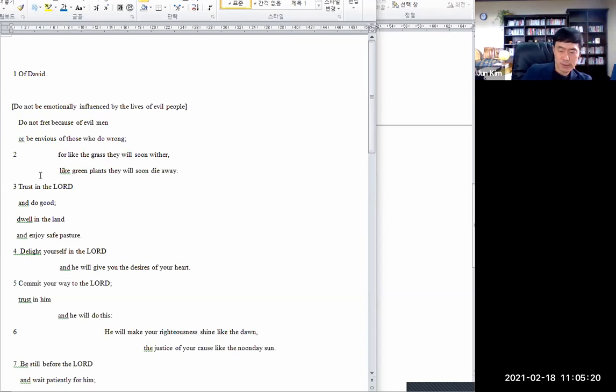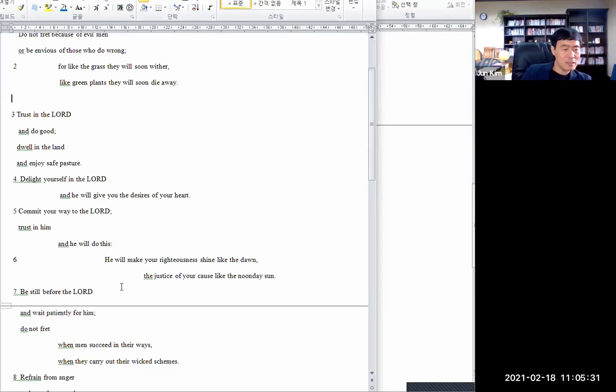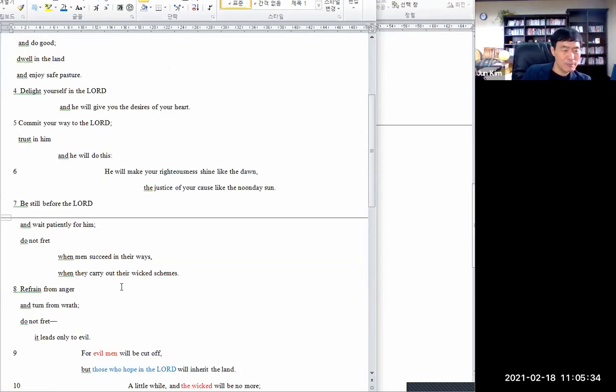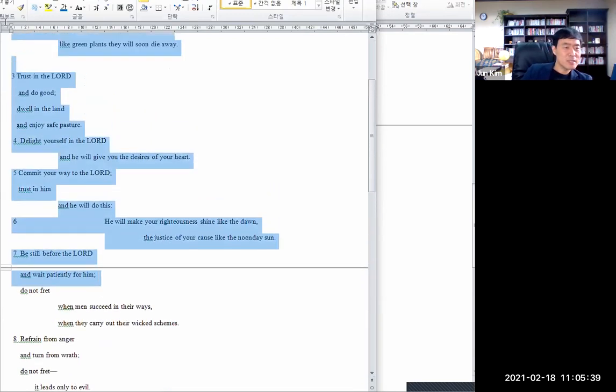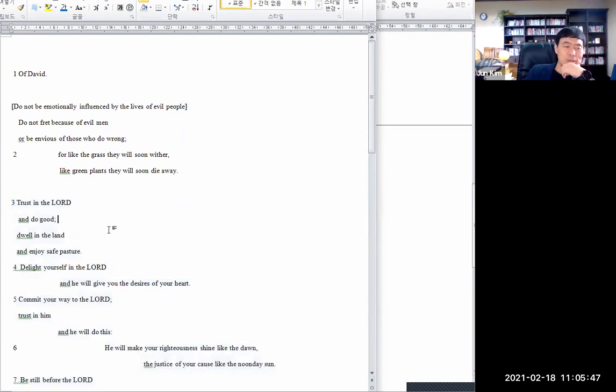How are you going to put here? Trust in the Lord, do good, dwell in the land, and enjoy safe pasture. Delight yourself in the Lord. Commit your way to the Lord. Be still before the Lord. Wait patiently for Him. Do not fret. So I think this idea deals with all kinds of commandments. Then how are you going to divide it? If you cannot see any division among them, it's okay. You just put them together. But can you get any coherence among them?